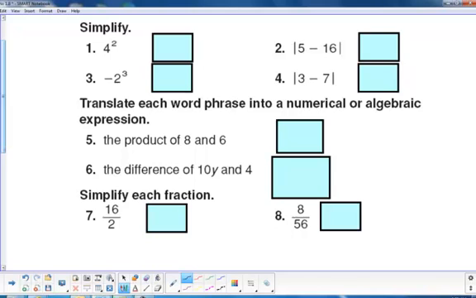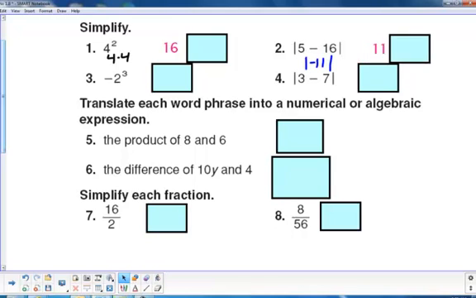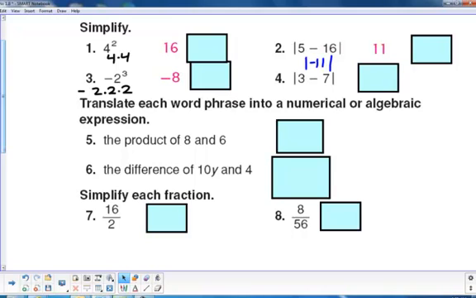All right, number 1. 4 squared means 4 times 4. That's 16. In number 2, 5 minus 16, absolute value, is the absolute value of negative 11. Therefore, the answer is positive 11 because absolute value is a measure of distance. So it keeps everything positive. In number 3, the negative is out front. So you've got 3 2's, which is 2 times 2 is 4 times 2 is 8, with 1 negative out front, giving you negative 8. And in the last one, 3 minus 7 is negative 4. The absolute value of negative 4 is positive 4.